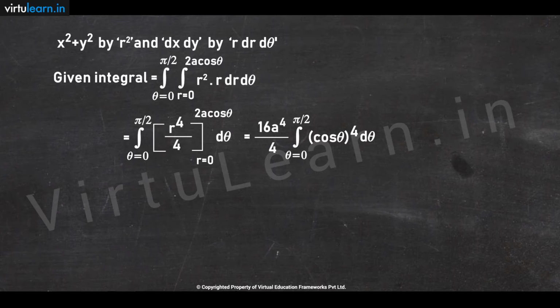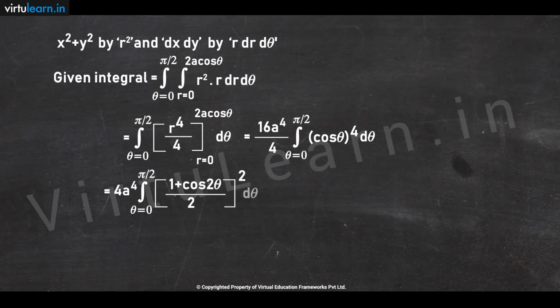Now cos theta to the power 4 can be written as (1 plus cos 2 theta by 2) whole square, because we know that cos square theta is (1 plus cos 2 theta) by 2. So whole square we are writing. So the integral becomes 4 a to the power 4 multiplied by integral theta is equal to 0 to pi by 2, (1 plus cos 2 theta by 2) whole square d theta.